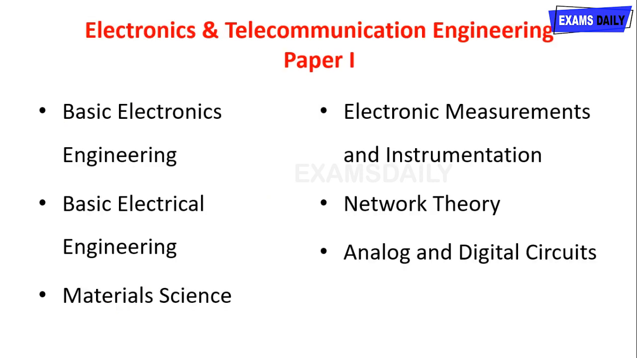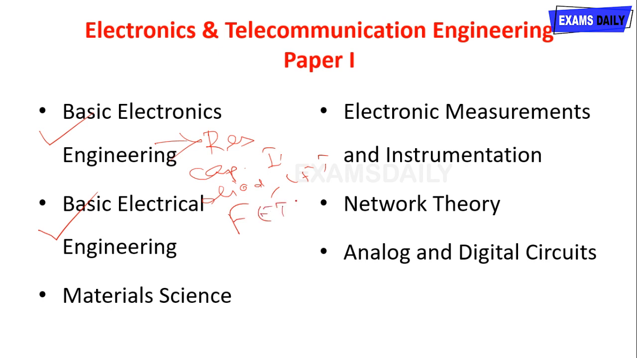And for electronics and communication engineering paper 1, the subjects are basic electronics engineering, basic electrical engineering. So for basic electronics engineering, maybe the topics like resistor, capacitor, insulator, diodes, LED, FET, MOSFET, JFET. So likewise topics may arise under basic electronics engineering. So you want to go through like that. Basic electronics engineering does not comprise a single topic, it comprises 10 to 15 topics. So you want to go through the detailed syllabus for this examination.